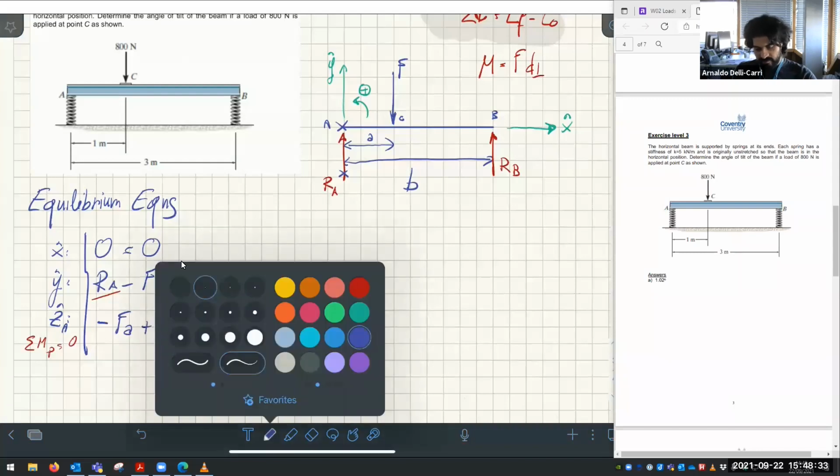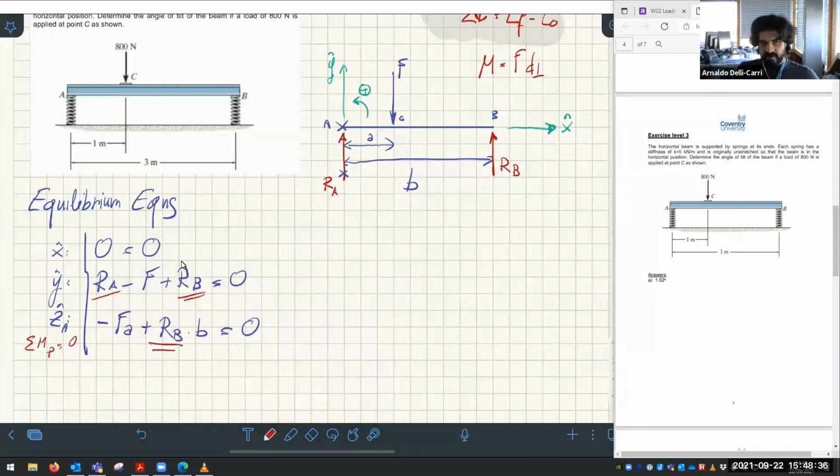Now look at the magic. This is the only unknown because F is given. F is a number, a is a number, this small a is a number, small b is a number. This is the only unknown.